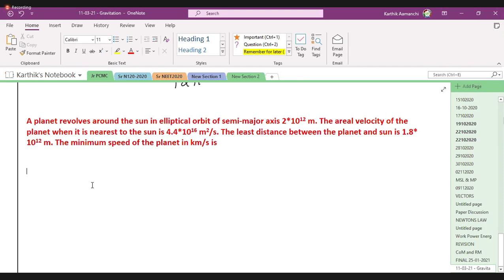What do you mean by areal velocity? dA by dt. Correct. I gave you the formula for this, right? Yes, sir. What is the formula? dA by dt is equal to L bar divided by 2m. Half r squared omega.